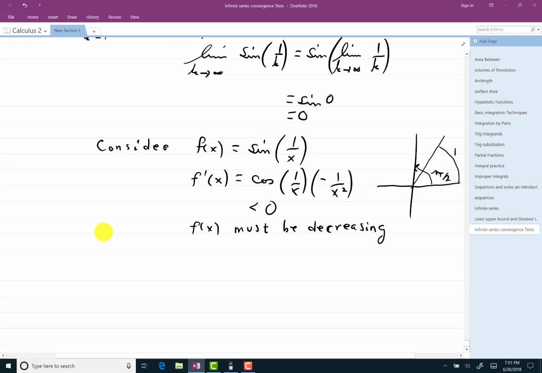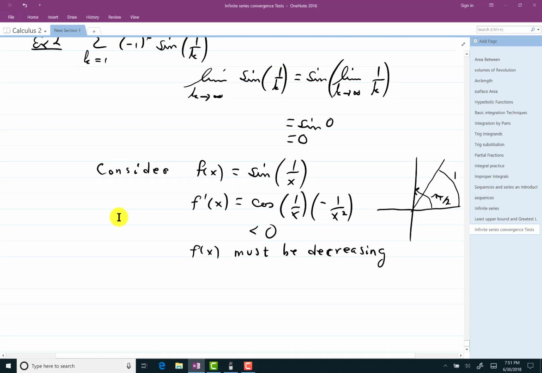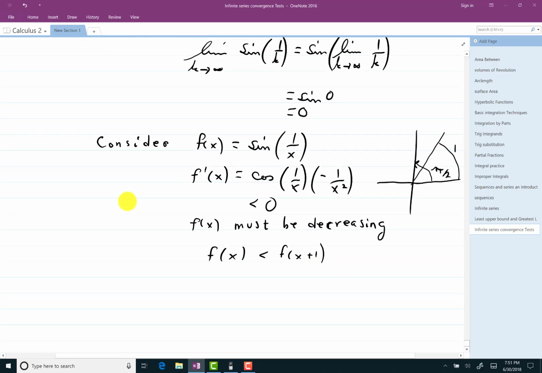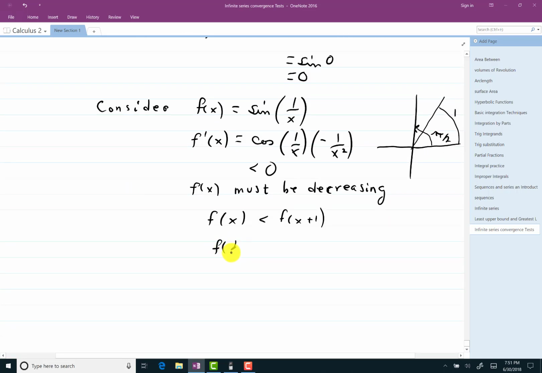If f of x is decreasing, and that means for all x's it's going down, so if you have f of x versus f of x plus 1, it's going down. This means that f of x has to be less than f of x plus 1. Well, if I replace my x's with k's, f of k must be less than f of k plus 1. But that's just sine of 1 over k must be less than sine of 1 over k plus 1.